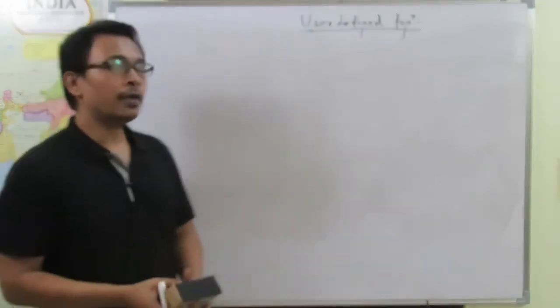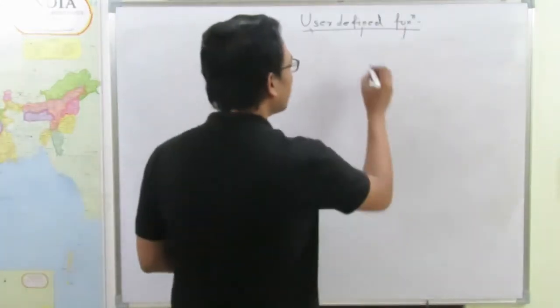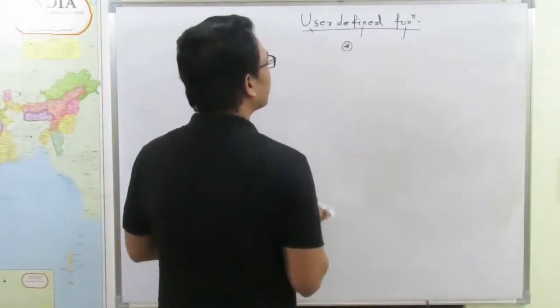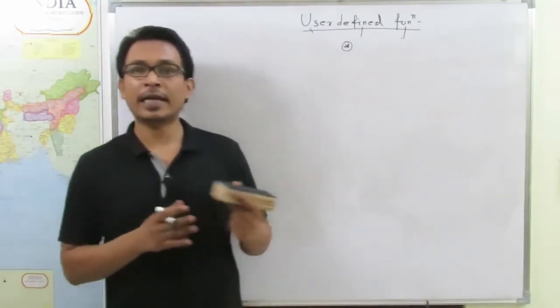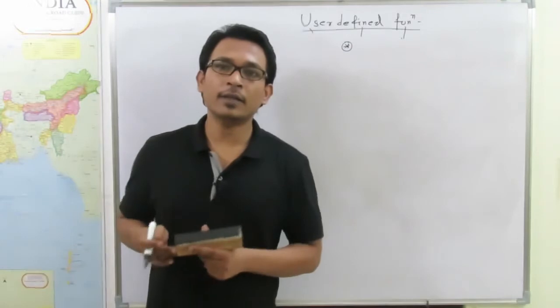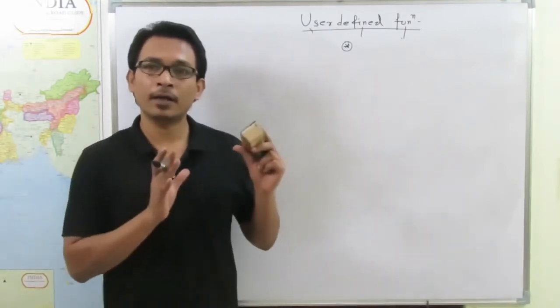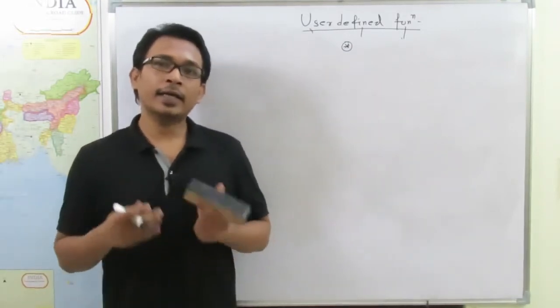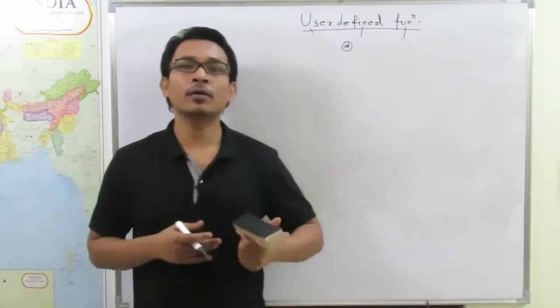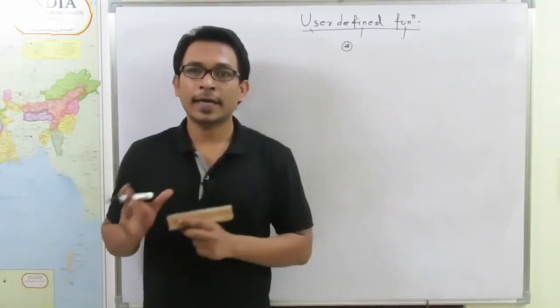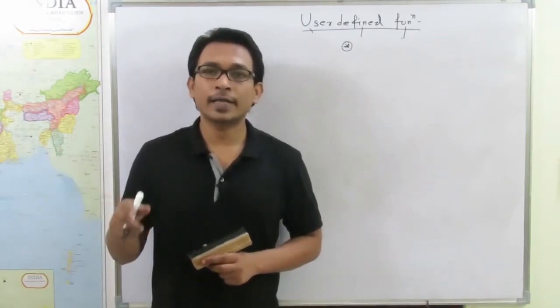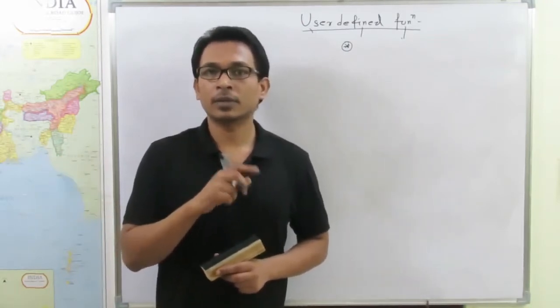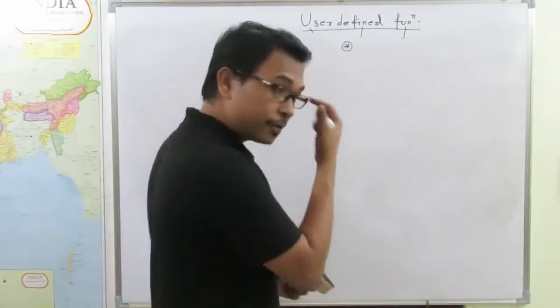So let's start with the first part. The first part is we write a function to display a name. So we will write the whole program using function, and then we will explain how this function will execute by the system, or how the system will execute this particular program. So let's start.